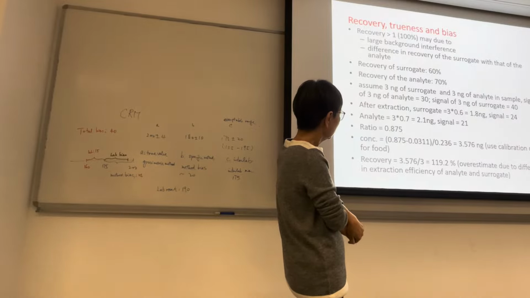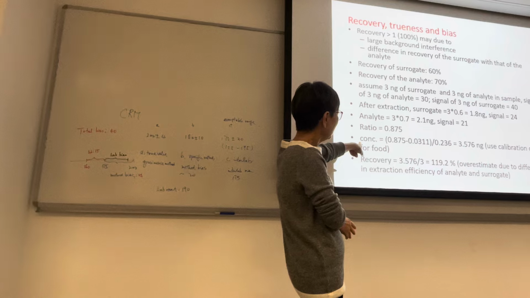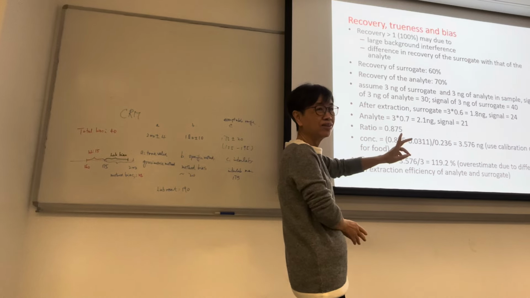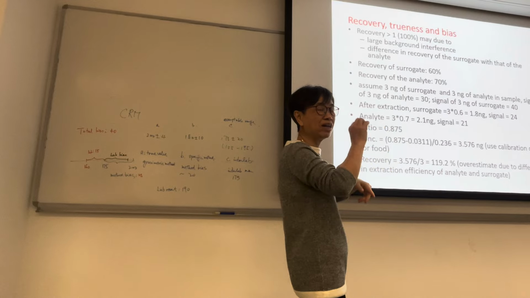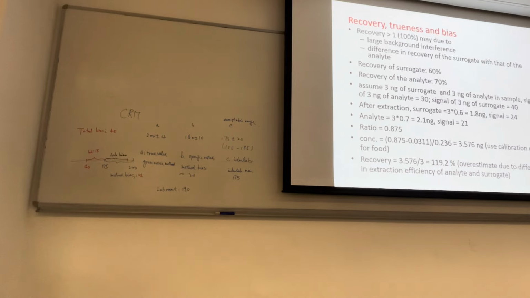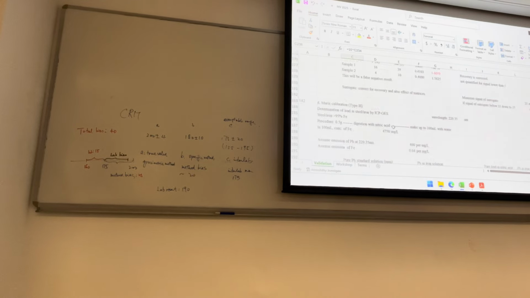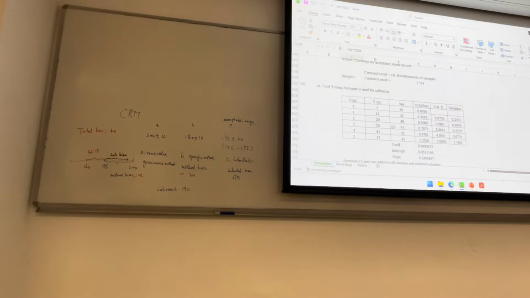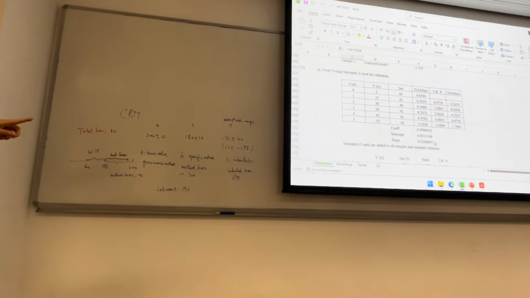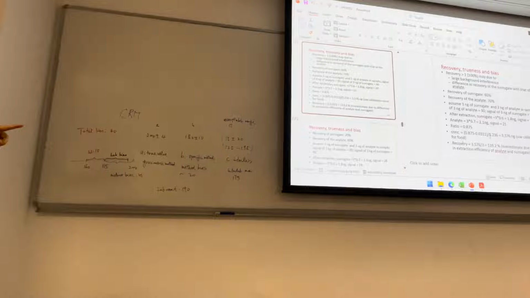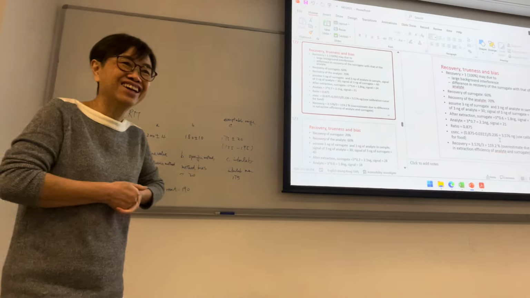Okay, so we use the calibration curve for food. Just use any, we have the calibration curve here. We use this calibration curve: WASO minus the intercept over slope, okay? So here, WASO minus intercept over the slope, you get back 3.576 nanogram. But we have only 3.